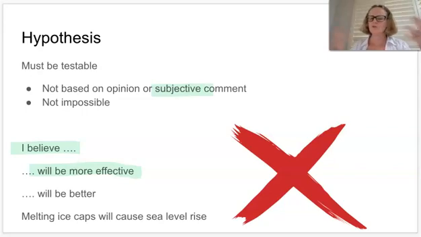More effective. How do you measure effectiveness? It might be an okay experiment, you just need to add some measuring in there. And it will be better. Who says so? What does better mean?